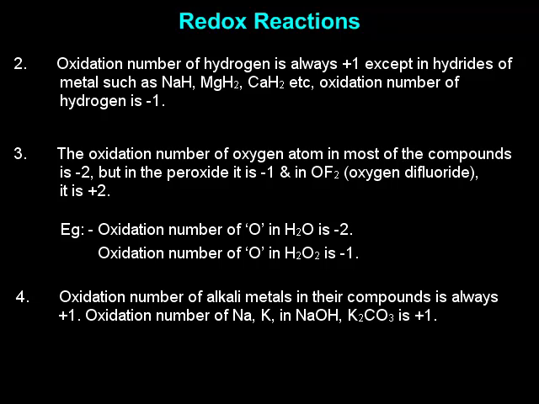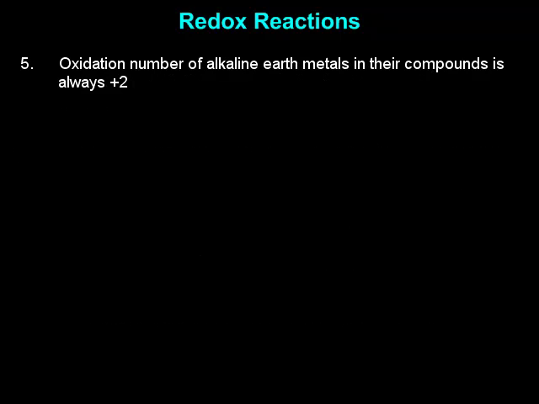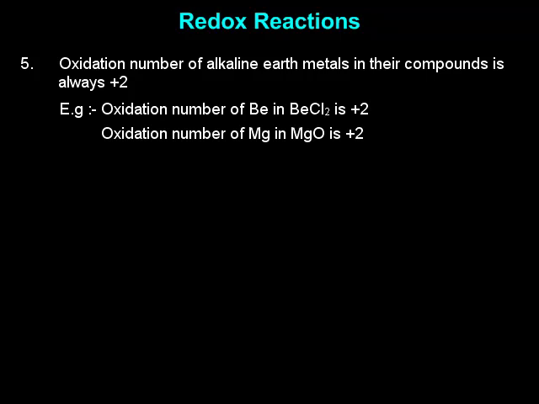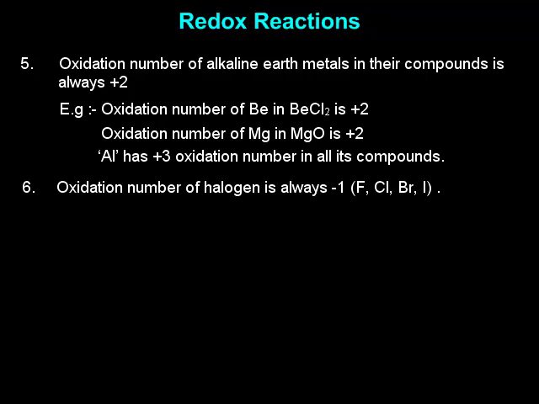Oxidation number of alkali metals in their compounds is always +1. Oxidation number of Na, K in NaOH, K2CO3 is +1. Oxidation number of alkaline earth metals in their compounds is always +2. Oxidation number of Be in BeCl2 is +2. Oxidation number of Mg in MgO is +2. Al has +3 oxidation number in all its compounds.